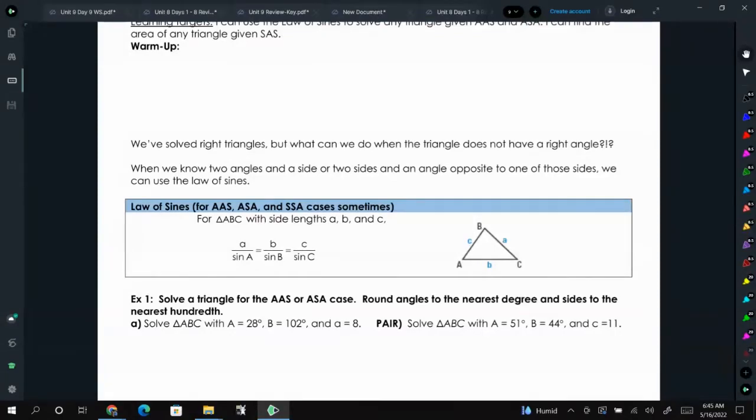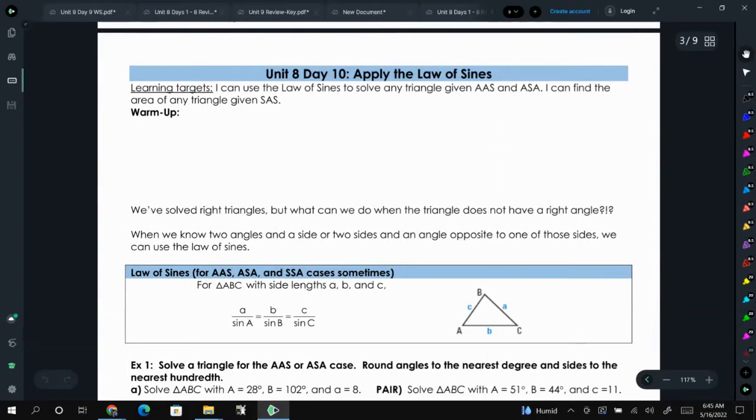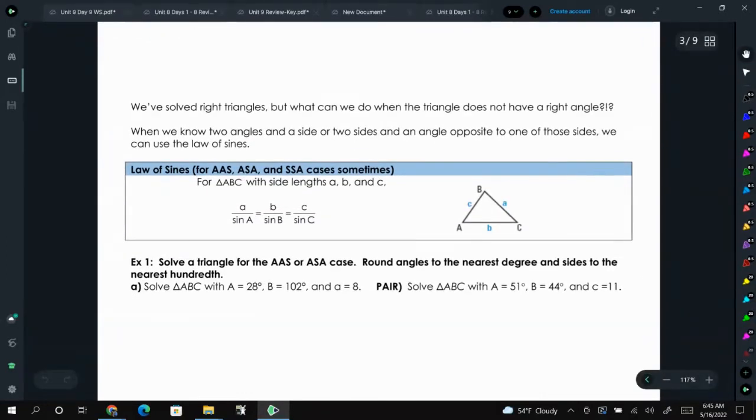Today we're going to be talking about how to solve triangles that aren't right triangles. Remember the other day we used SOHCAHTOA and other rules that worked for right triangles. But what we're doing today is we're going to talk about methods that work for any triangle. So we're going to talk about what is called the law of sines.